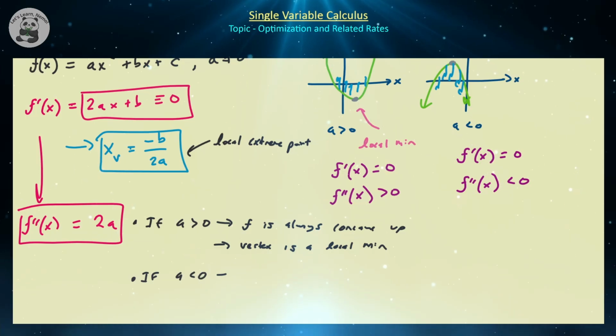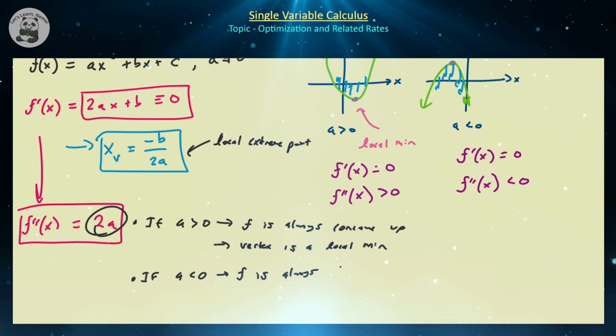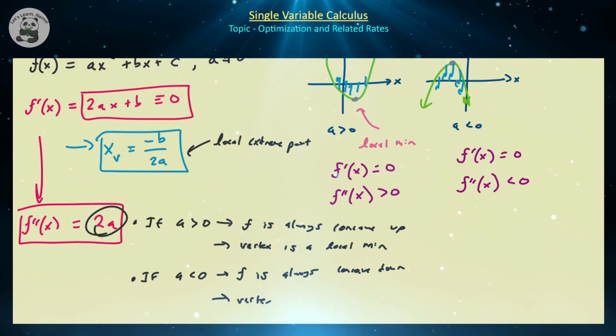And if a is a negative number, in this particular case the second derivative is a constant function, so it's going to be true always for this function on its entire domain. So f will always be what we call concave down. And if it's concave down at a particular point, that means if it has a vertex, the vertex is a local max.